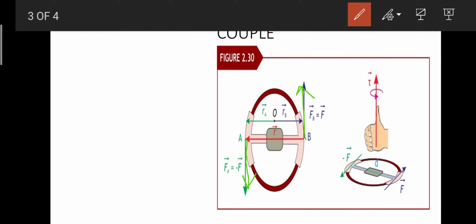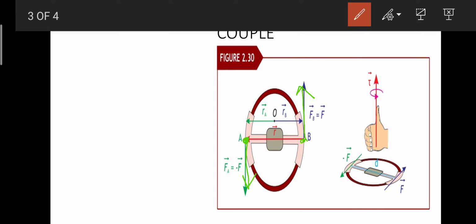The force in this direction is upward, and in this direction it is acting downward. Both forces have equal magnitude, they are in anti-parallel directions, and they are acting at different points of the same body, right? So at this particular point and at this particular point, A and B, these are two different points. They act on the same body but at two different points, with magnitude equal to each other and directions anti-parallel to each other. So that's why they generate a couple.